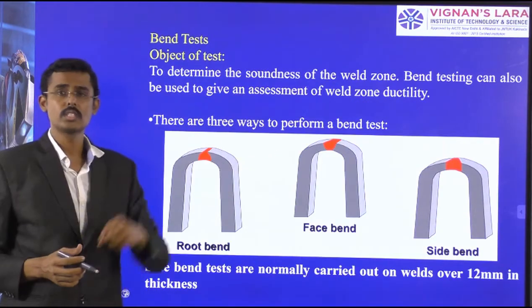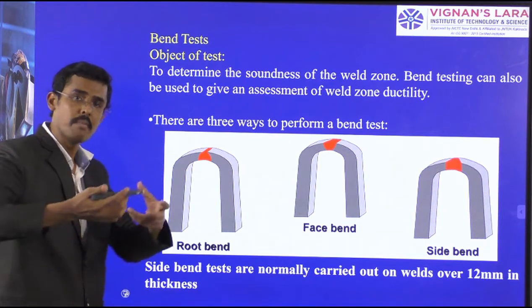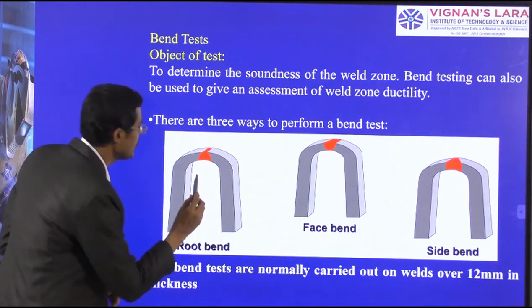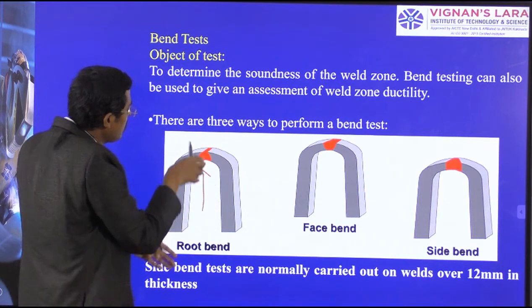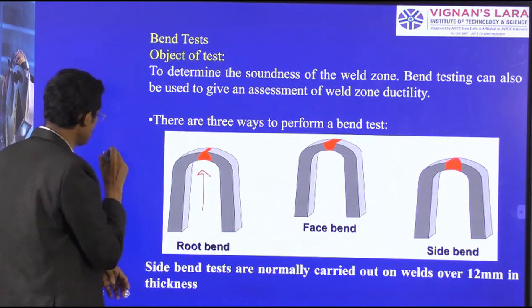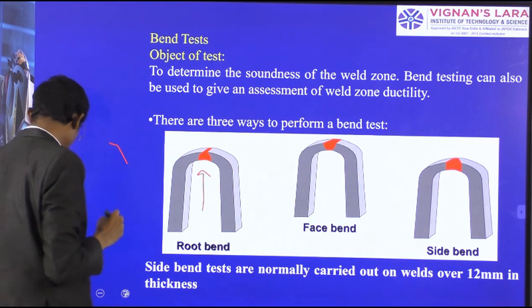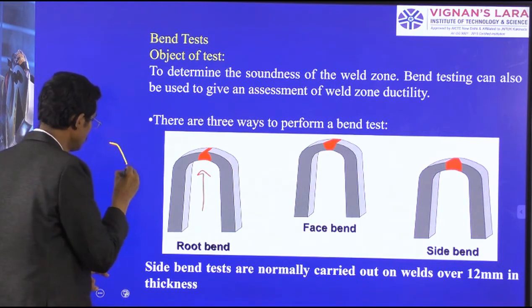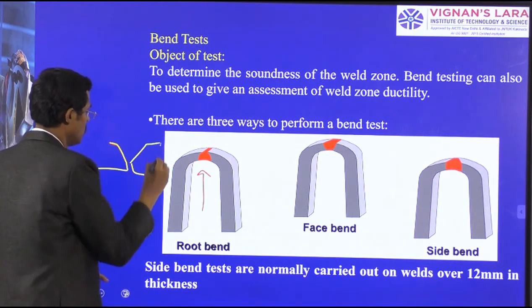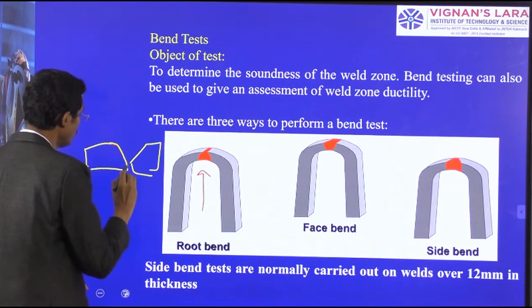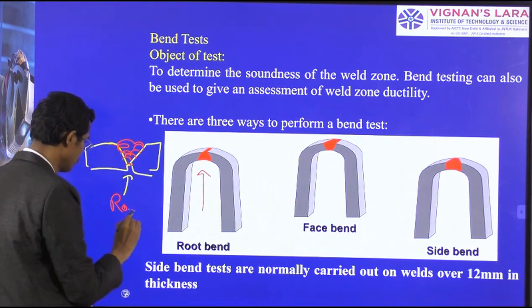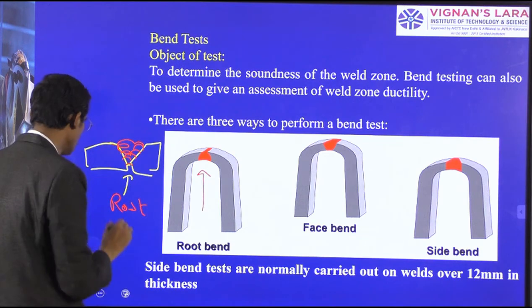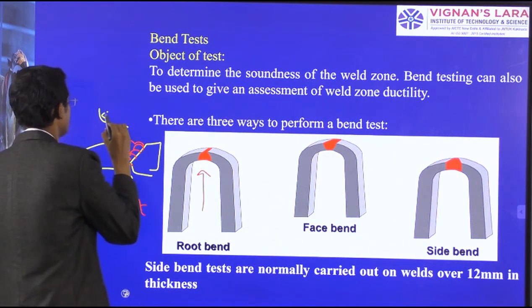I can do this test in various formats. Maybe the bending action has been done here. This is the root bend. This is the root, we know. We are going to weld here. We have done the welding. Here, this is the root, and this is the face.